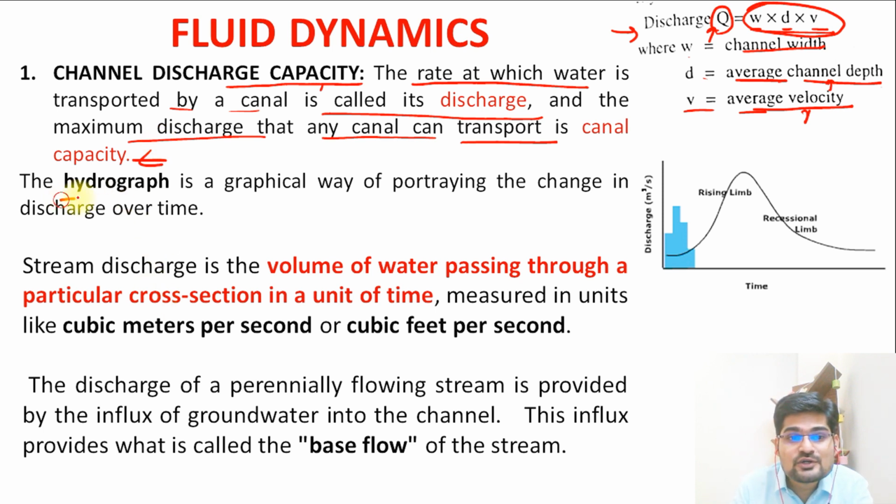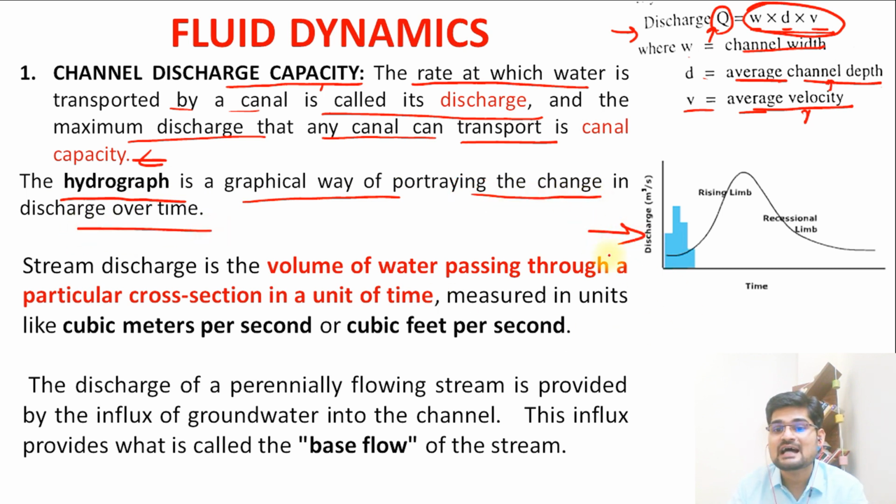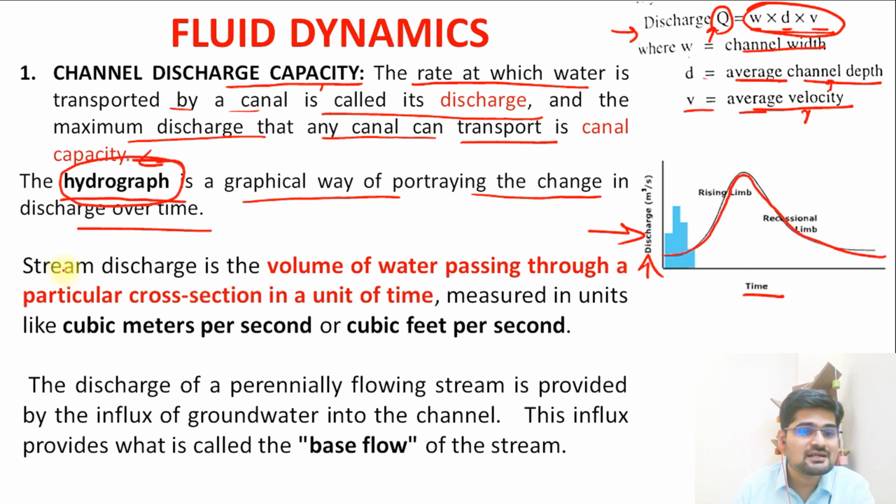And a hydrograph is a graphical way of portraying this change in discharge over time. So if you observe this graph, this is a hydrograph. This is discharge and this is time. So stream discharge, or channel discharge, is basically what? The volume of water passing through a particular cross section in a unit time.